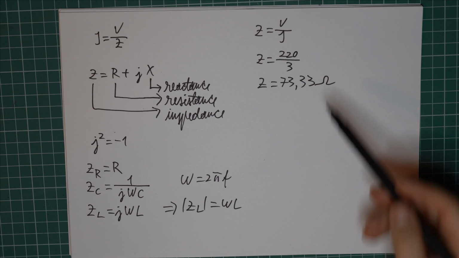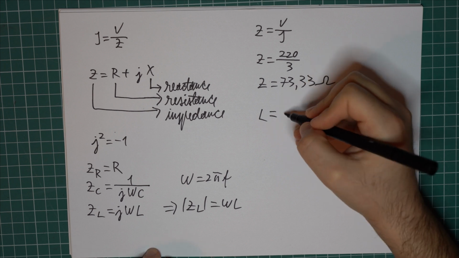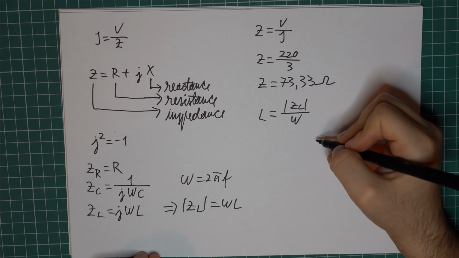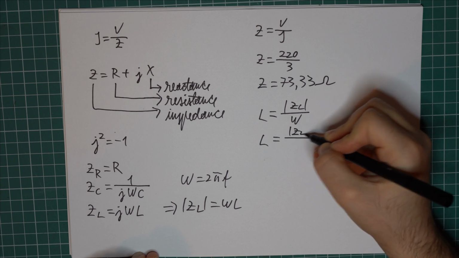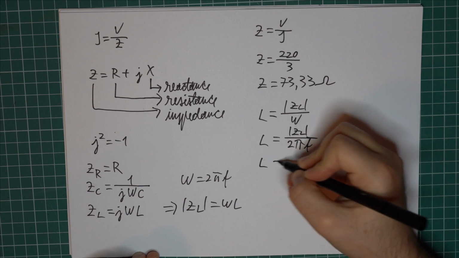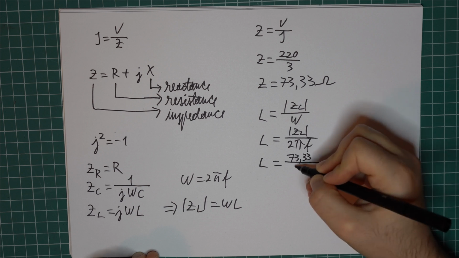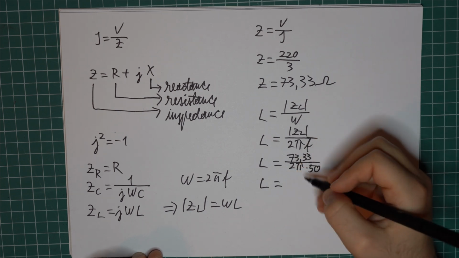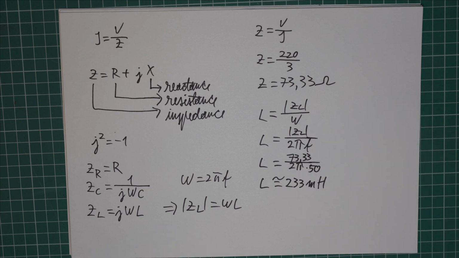And by the way, since we have the impedance at 50 Hz, we can calculate the value of our inductor. So L equals the absolute value of Z_L divided by omega. L equals the absolute value of Z_L divided by 2 pi times the frequency. L equals 73.33 divided by 2 pi times 50 Hz. And L equals 233 millihenry approximately.